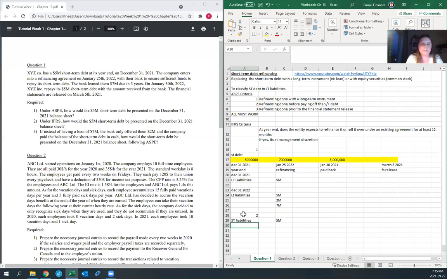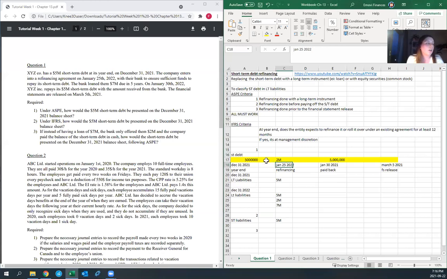All right. For question 3, if instead of having a loan of $7 million, the bank only offered them $2 million and the company paid the balance of the short-term debt in cash, how would the short-term debt be presented on the December 31st, 2021 balance sheet following ASPE? So I'm just going to go and change my timeline here. And basically here, instead of 7 million, we have 2 million.